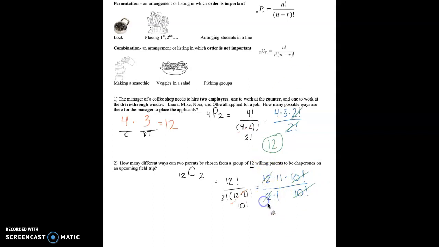12 divided by 2 is 6. So I have 6 times 11, which is 66 different ways to hire those, or not hire, sorry, to pick 2 parents out of 12. If I wanted to do something with the lines instead, I'm picking 2 parents, and it doesn't matter the order. So I have 12 choices for the first parent and 11 choices for the second parent. And again, it doesn't matter the order. So once I multiply those, I would have divided by 2 because the order is not important. And again, I get my 66 different ways to pick those 2 for the field trip.